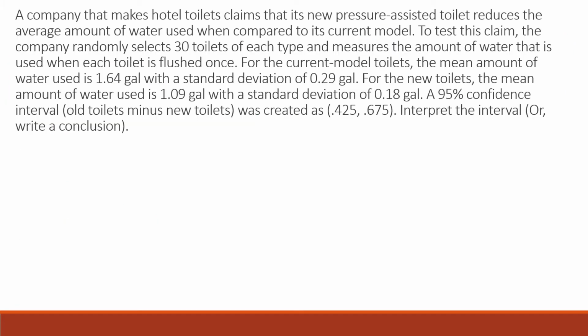All right, we're back to our toilet company. Same data. This time it's asking us to interpret a 95% confidence interval, and it's giving us the actual interval here, 0.425, 0.675. Okay, it also could word this as write a conclusion.